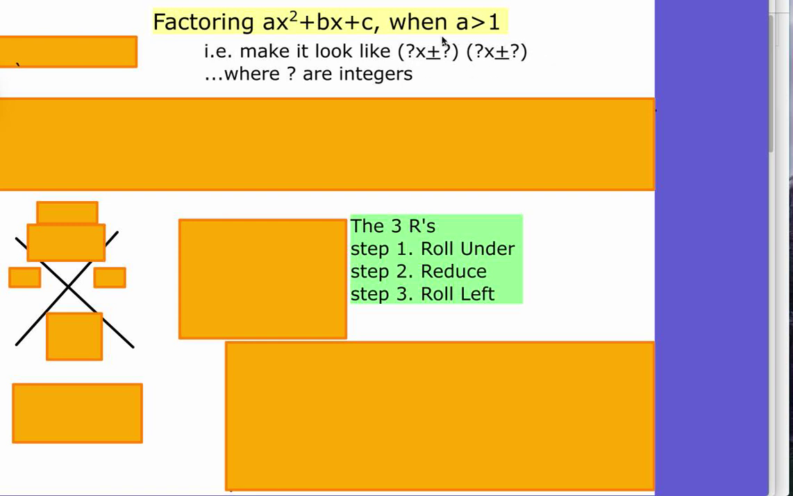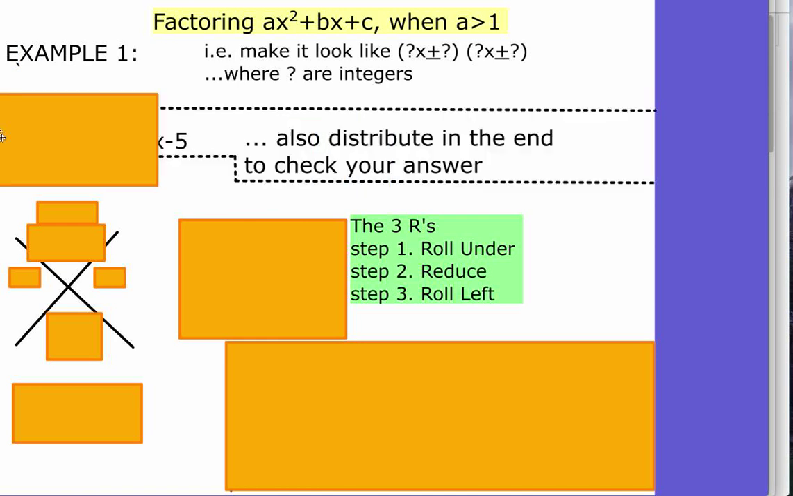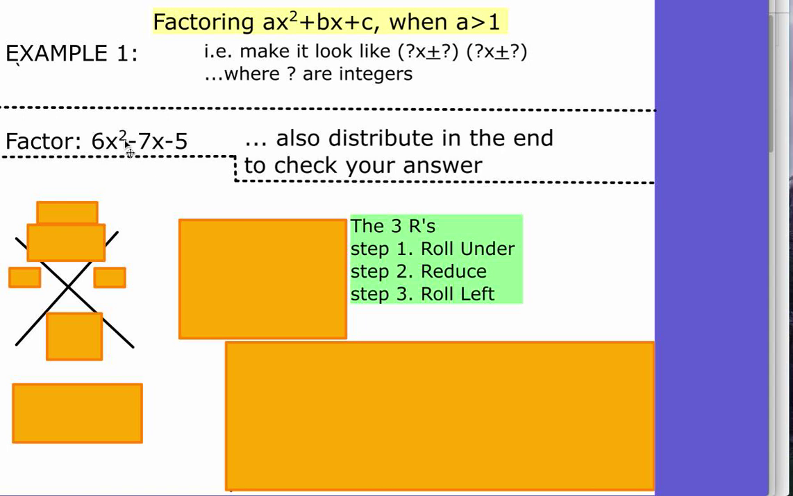Okay, so instead of working with variables a, b, and c, let's actually use real numbers right now. Here is our first example. Our first example is factoring 6x squared minus 7x minus 5. And just like in the last example, I want you to distribute your answer in the end in order to check that we got the right answer.